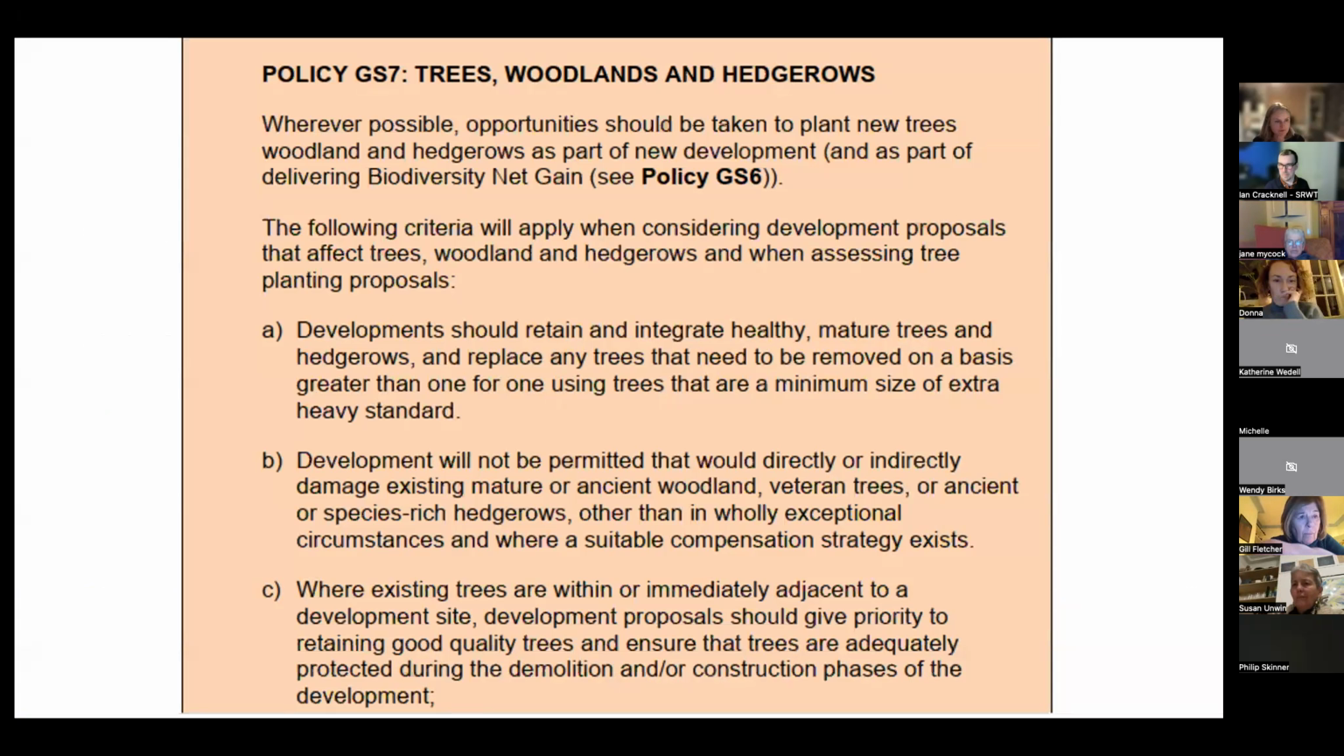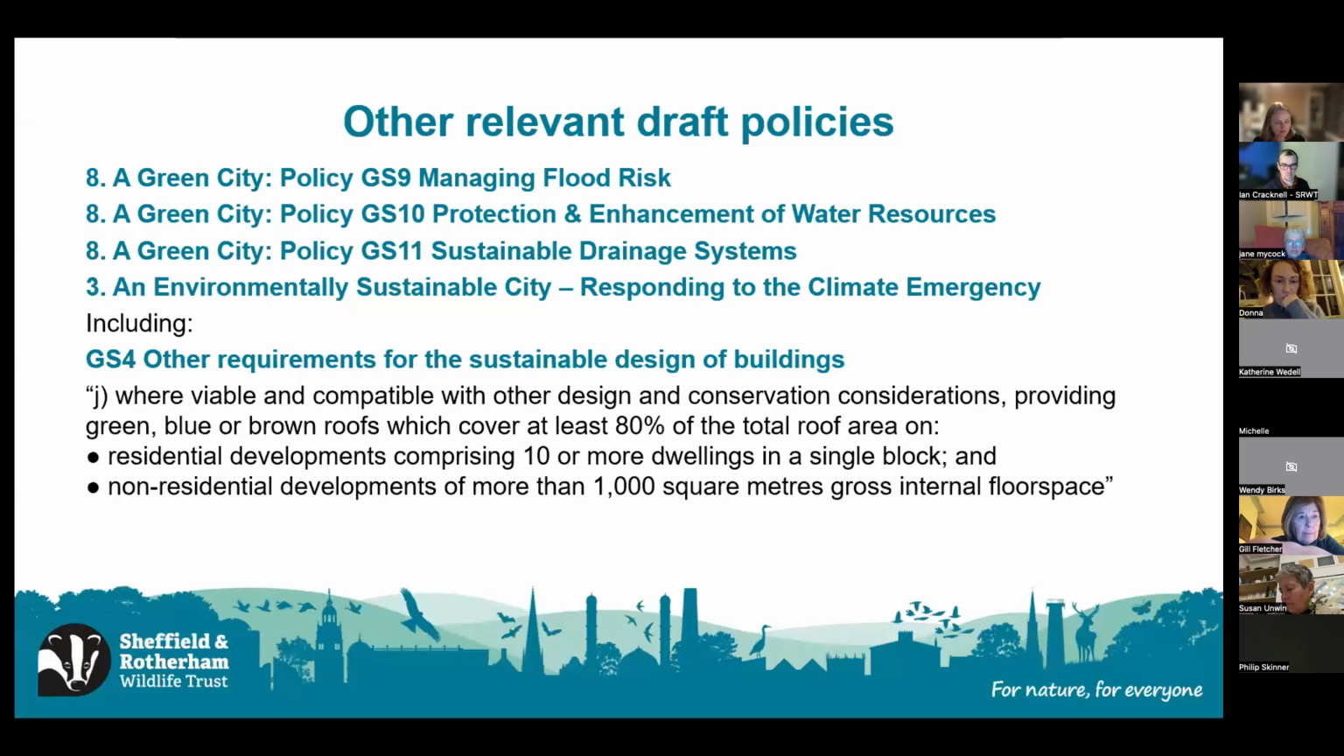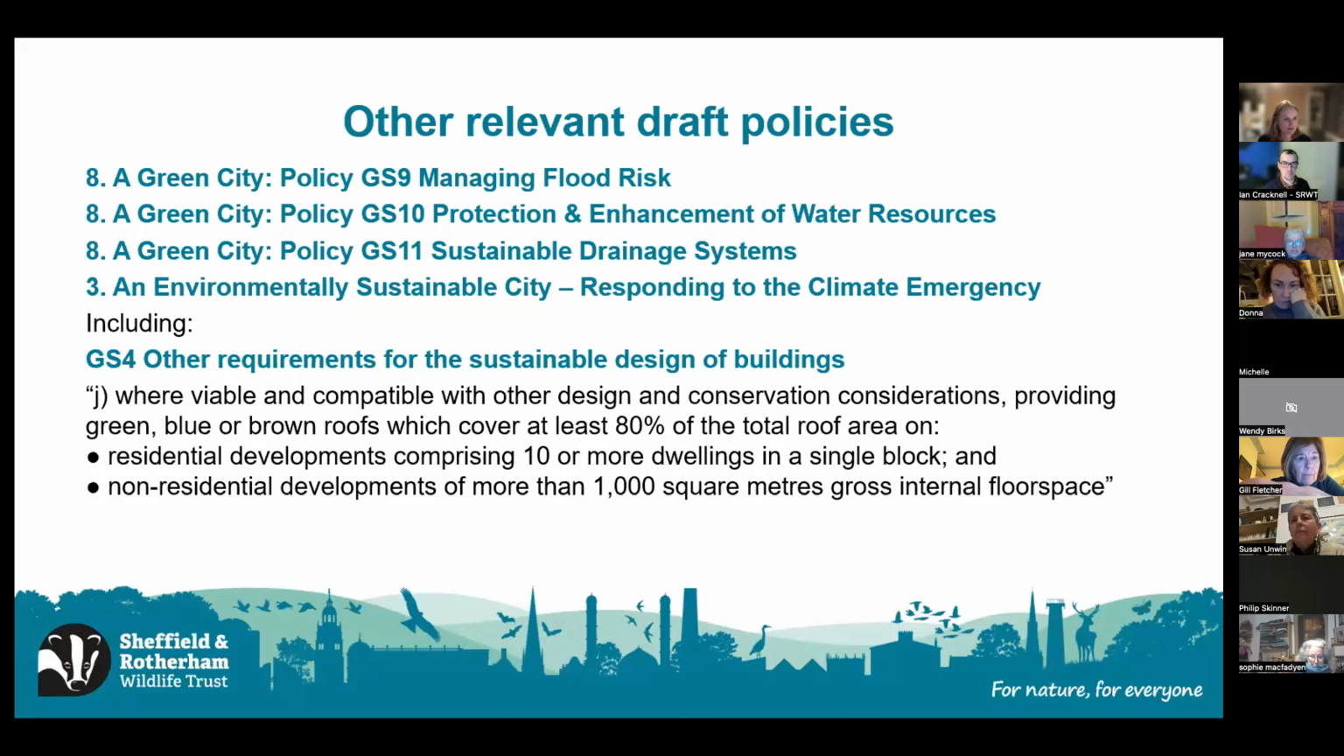Seeing what you think, because some of you have obviously been involved with things like street tree protests and that kind of thing. So you might have a view on that. At first glance, it looks okay, but I think there's more places where street trees could be throughout the plan. These are some other policies you might be interested in looking at. Green roofs are in there, for example, which is good.